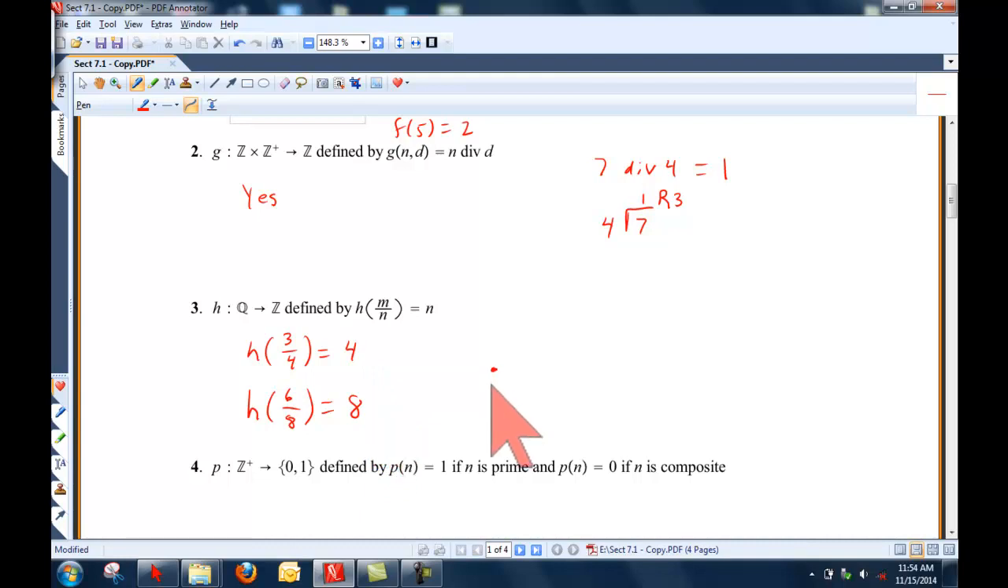This is a situation where 3/4 can produce 4, or it can produce 8, depending on which representation of the fraction I pick. This can't be. This is not a function. It may look like it at first, but it is not.